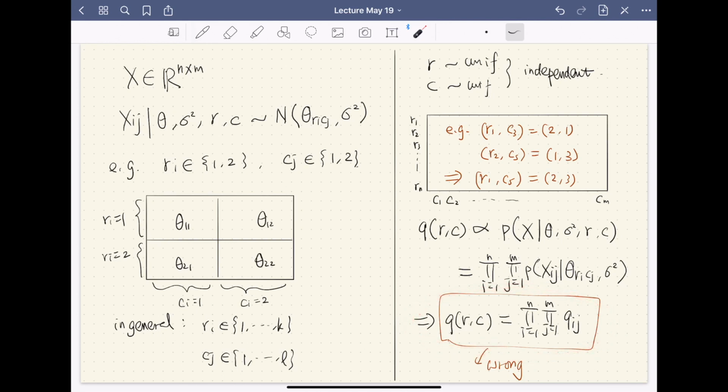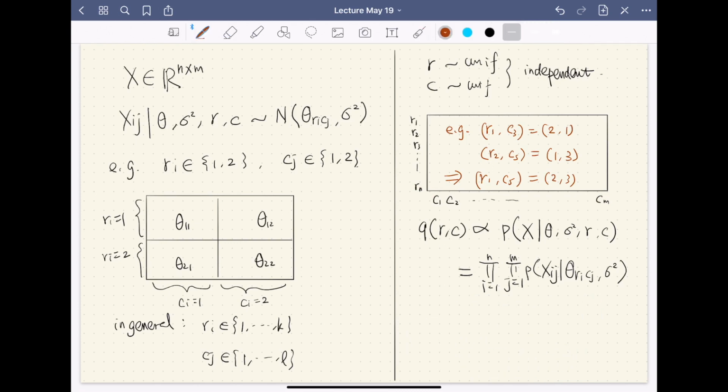It is true that the likelihood can be factorized, but the random variable that you are working with is of dimension n plus m. It's not of dimension n times m. Okay, so the right E step is this. It equals... you have to sum over all the possibilities in brute force. Let me use a different notation, R prime_i, C prime_j, right?